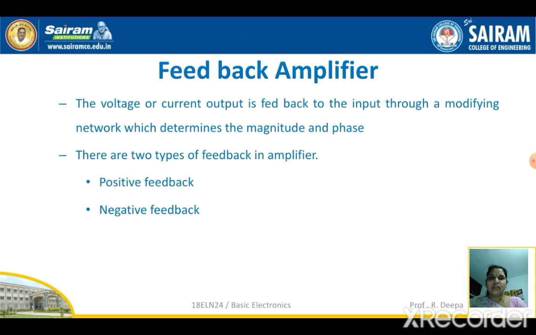So what is a feedback amplifier? In a feedback amplifier, a part of the output signal, either a voltage or current, is taken from the output terminal and fed as an input to the input terminal through a modifying network which determines the magnitude and phase. This we call a feedback amplifier. It is classified into two types: positive feedback and negative feedback.